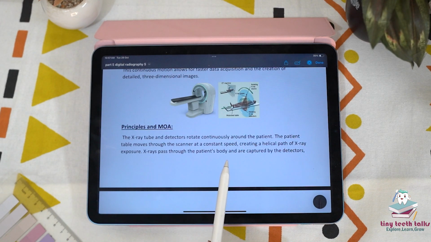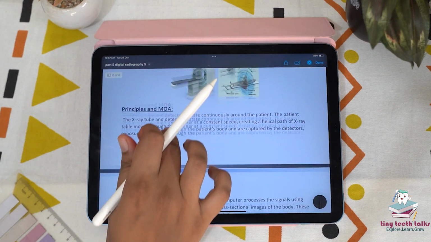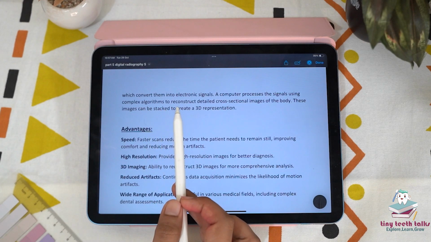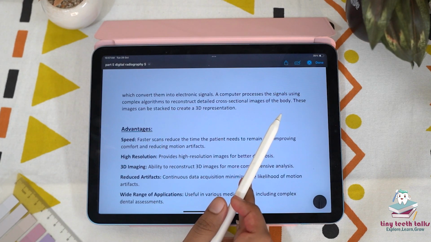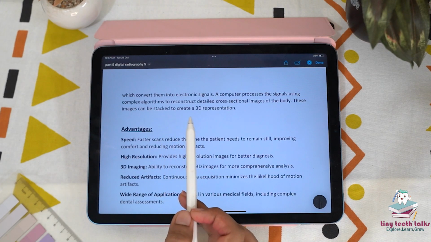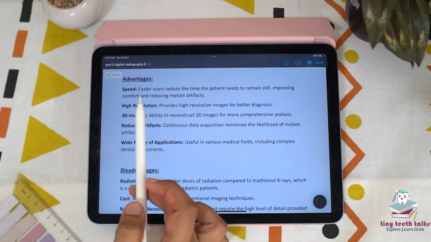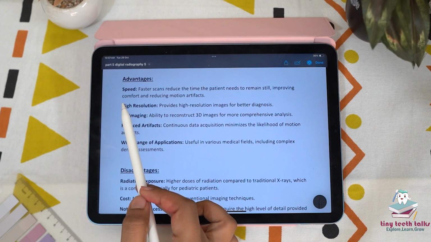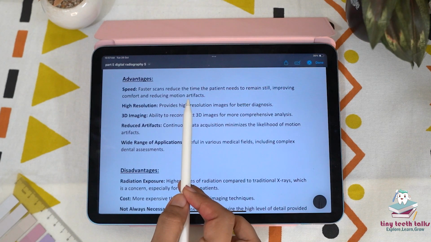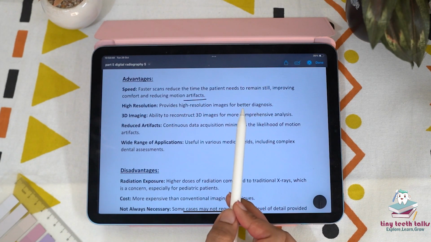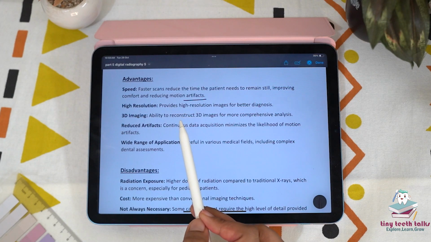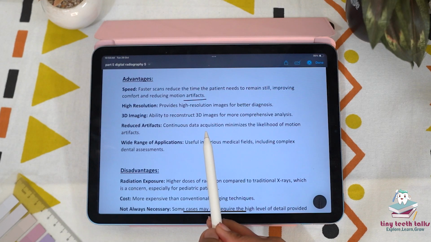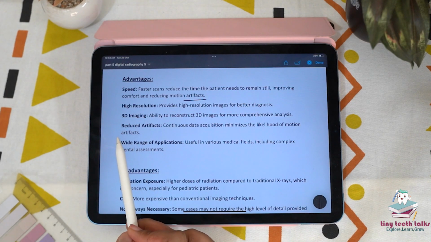X-rays pass through the patient's body and are captured by the detectors, which convert them into electronic signals, and a computer processes these signals using complex algorithms to reconstruct detailed cross-sectional images of the body, and these images can be stacked to create a 3D representation. Coming to the advantages. Speed: faster scans reduce the time the patient needs to remain still, improving comfort and reducing motion artifacts. High resolution: provides high resolution images for better diagnosis. 3D imaging: ability to reconstruct 3D images for more comprehensive analysis. Reduced artifacts: continuous data acquisition minimizes the likelihood of motion artifacts.